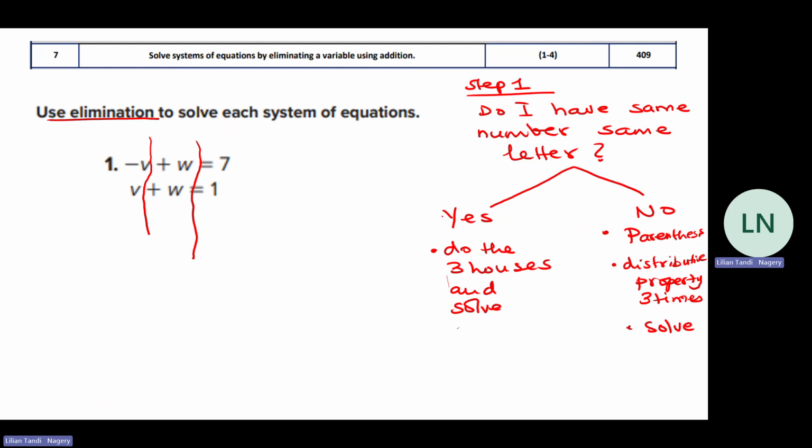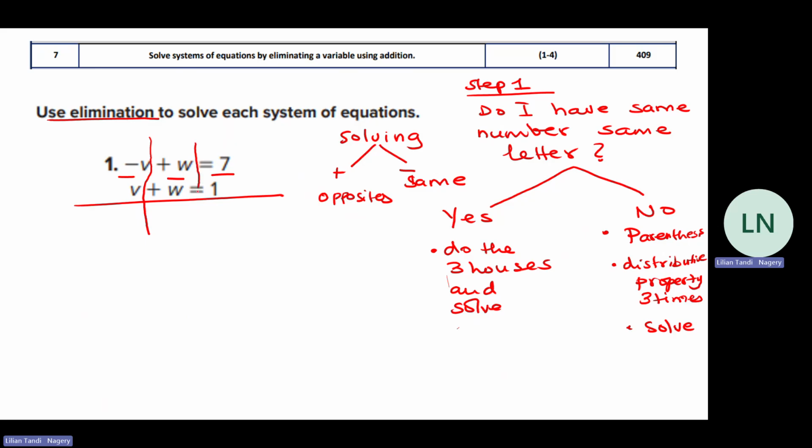Now, when you're solving, you have 2 options. You are either adding or you are subtracting. When do you add? When you have opposites. When do you subtract? When they are the same. So, look at my house. Everything is the same, I will minus. If I minus in the first house, I will minus in the other houses. Then I will draw my line, okay?